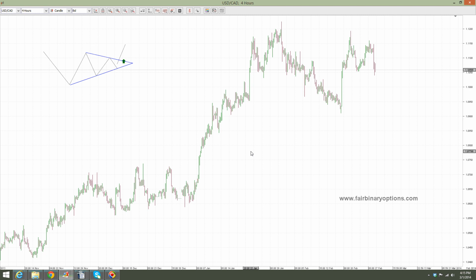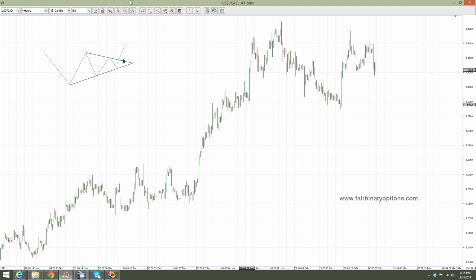Contracting triangles are beautiful formations because they are so common on all the currency pairs and on all the time frames. The higher the time frame, the more important the pattern and the more powerful the break, and the thrust of the triangle, which is the measured move of the triangle, would also affect your trading.